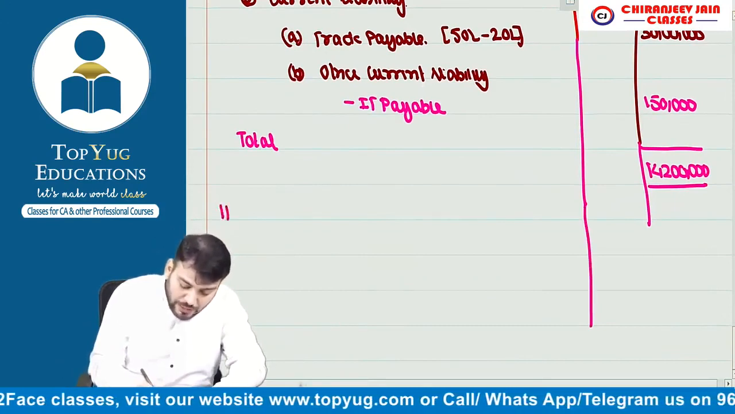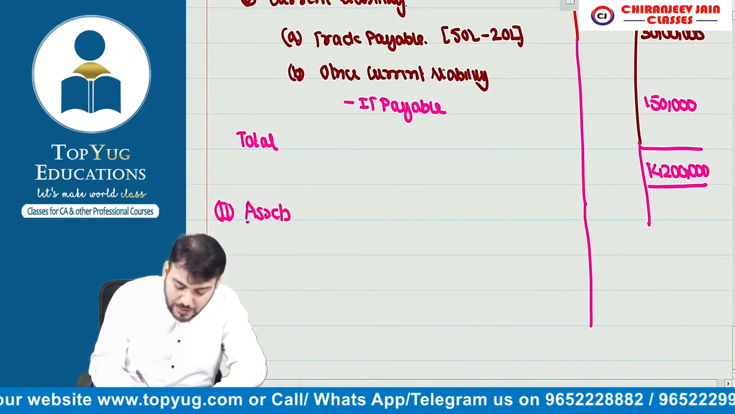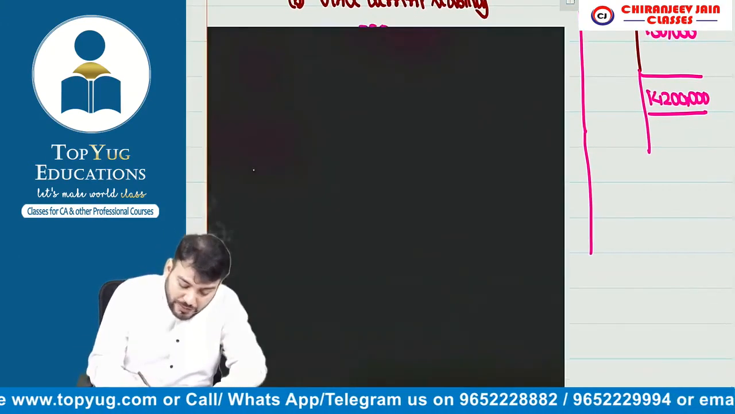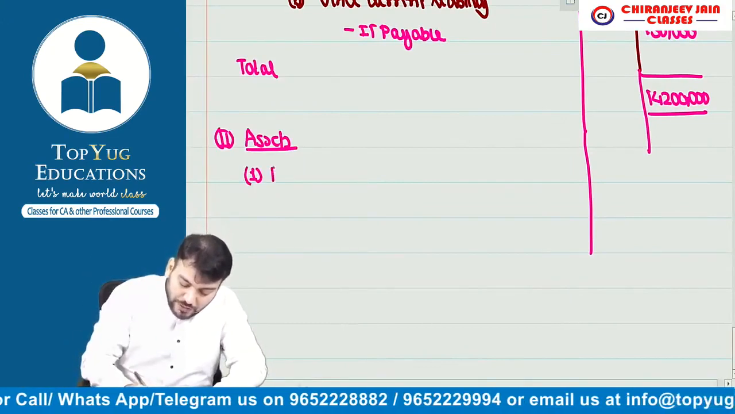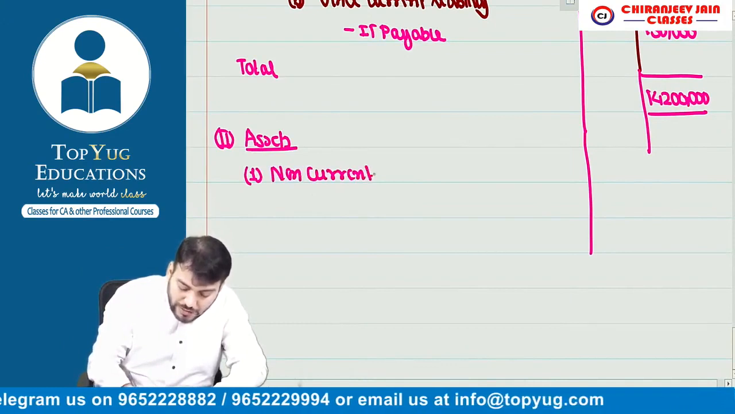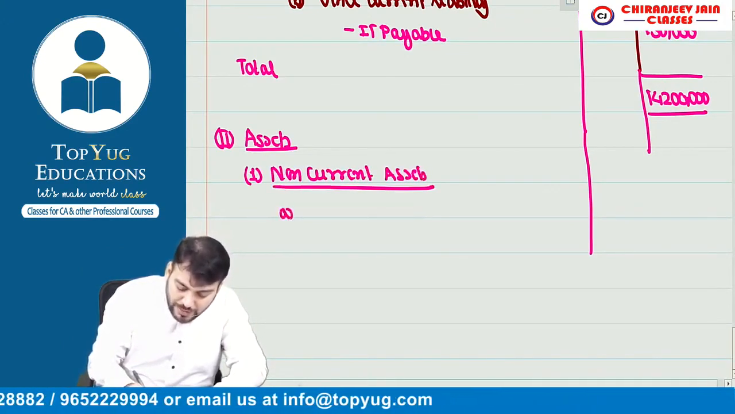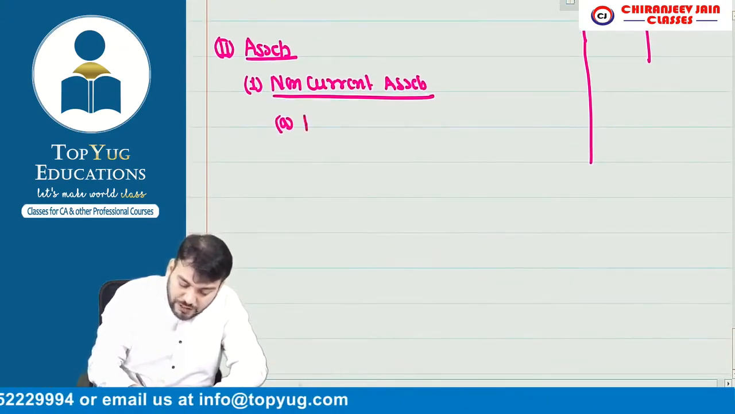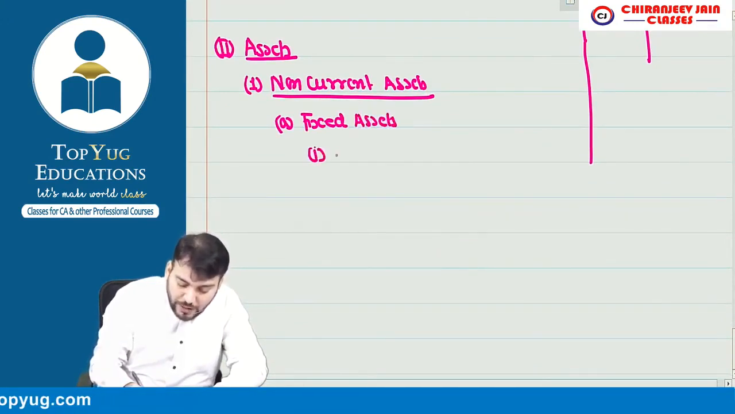Now we have come to the asset side. Very simple. Correct. We come to the asset side. First what we write down under assets? Point number 1, we write down non current assets. Under this point number A what we write? Fixed assets. Yes sir. Then under this point number 1 what we write? PP, property plant and equipment.